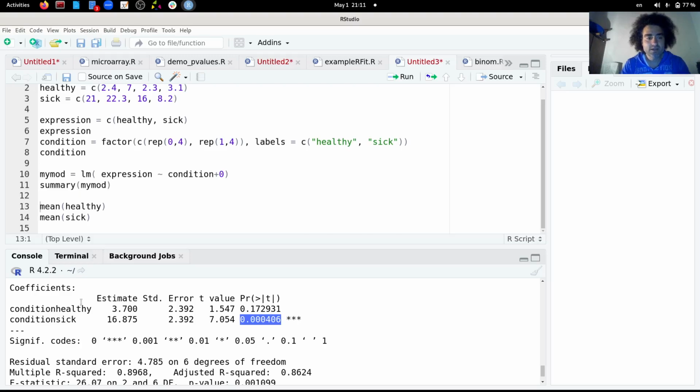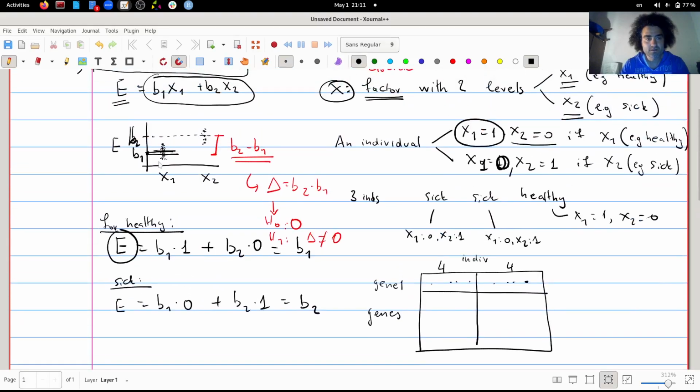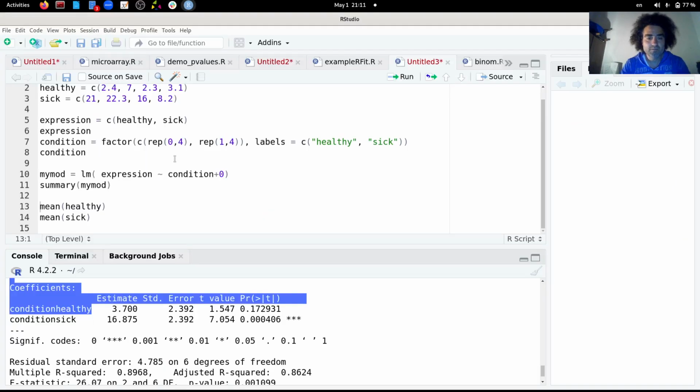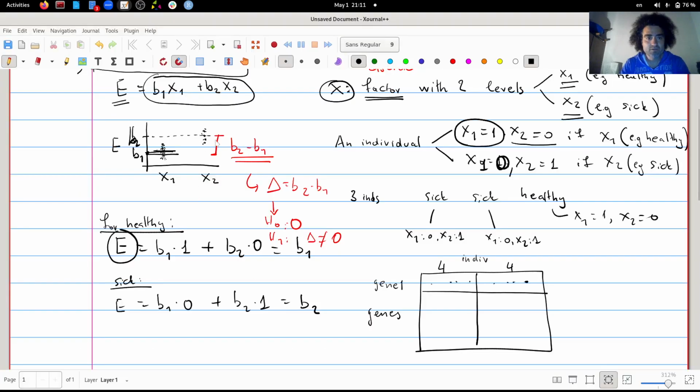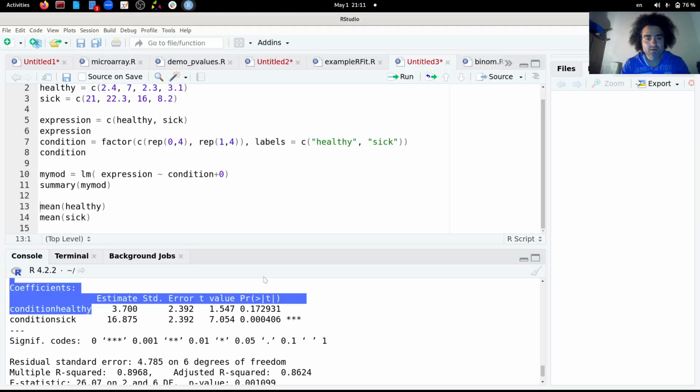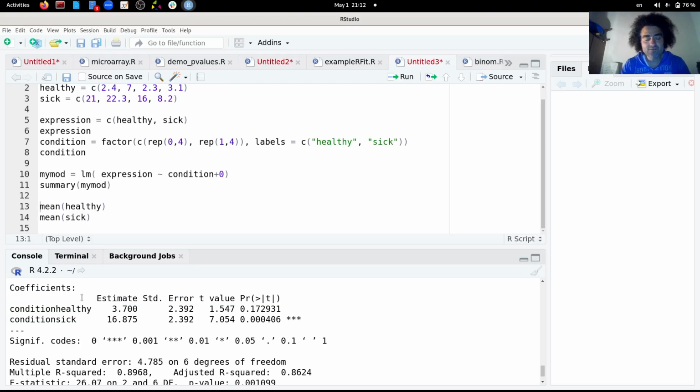So these two p-values do not say if healthy is different than sick. They tell us if the B1 here and the B2 are statistically different than 0. So the healthy one, this level here, B1, is not statistically different than 0 because the p-value is 0.17, but this one is statistically different than 0 because the p-value is 0.000406. So this means model actually does not tell us if healthy are different than sick regarding the expression value, it tells us just if these estimations here are statistically different than 0.